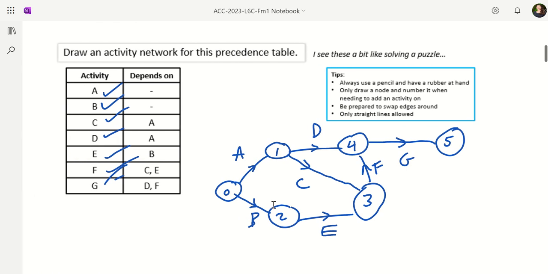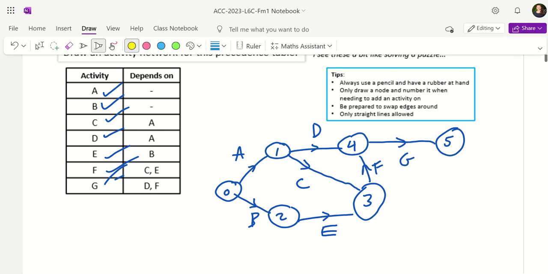Okay, and you need to be able to read off these diagrams as well as drawing them from a precedence table. You might also need to read off of them. What are the dependencies for activity F, for example? If the question asked you this, you just want to look at the preceding node, what's feeding into that? Well, it's C and E.